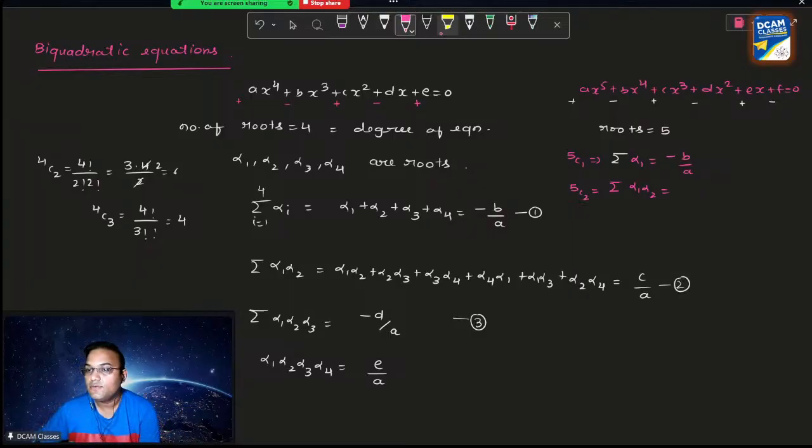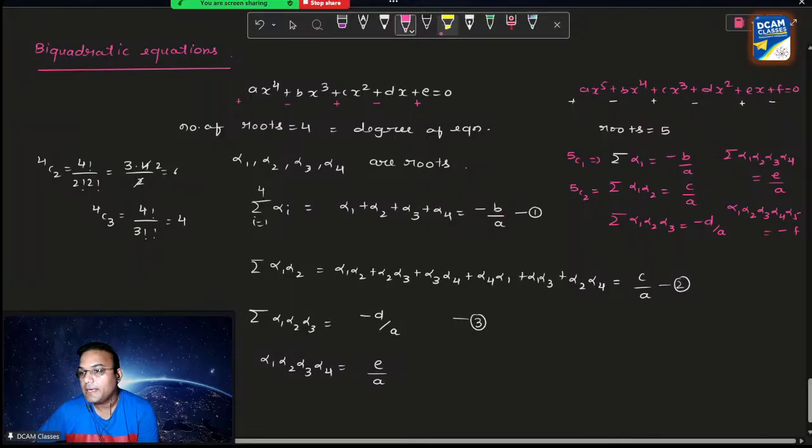And alpha 1 alpha 2 will be c by a. Now again, the sum of alpha 1 alpha 2 alpha 3, 3 at a time, will be minus d by a. Taken 4 at a time, alpha 1 alpha 2 alpha 3 alpha 4, it will be e by a, and then the product of all the 5 roots, alpha 1 alpha 2 alpha 3 alpha 4 alpha 5, will be minus f by a. Okay, like this things go.